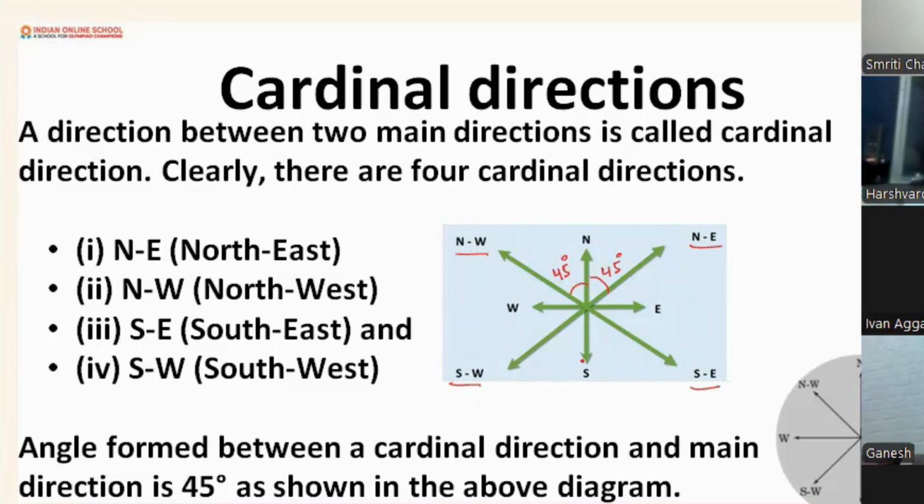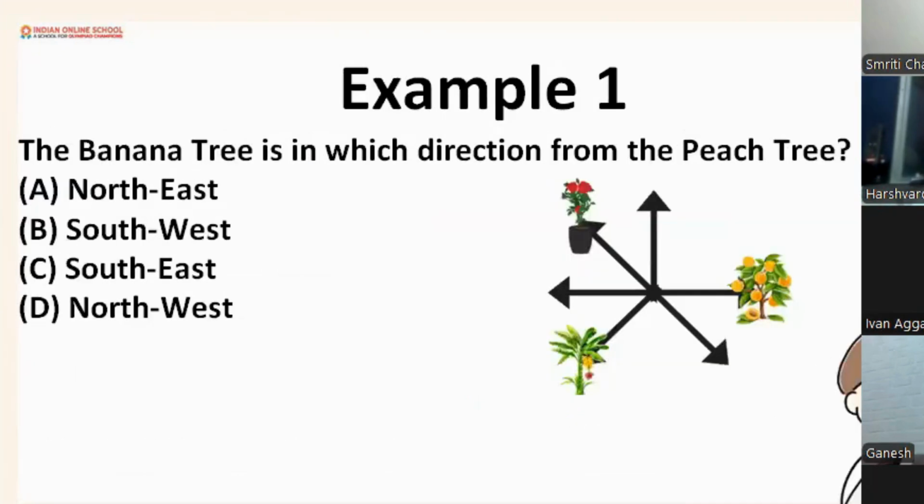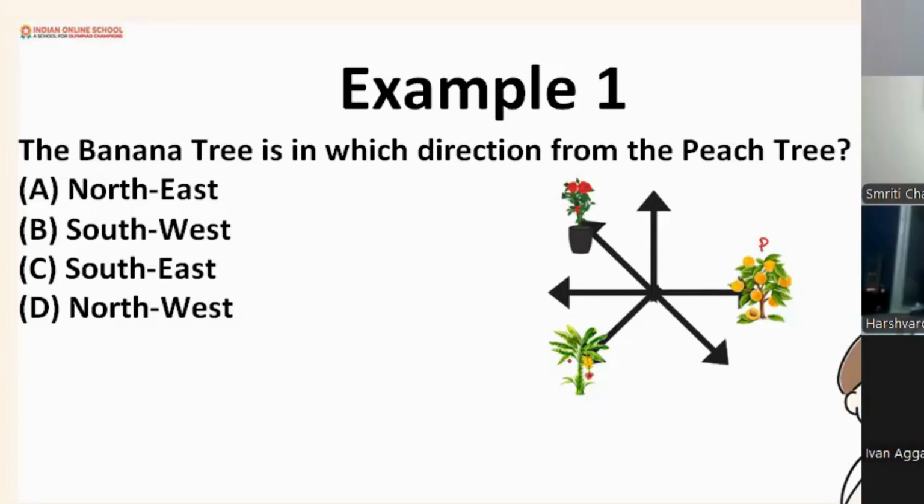No, ma'am. After this, you can see one example over here. You need to answer me. The banana tree is in which direction from the peach tree? This is the peach tree. This is the banana tree. This is the rose plant. So the banana tree is in which direction from the peach tree? Tell me, Pranil. Ma'am, southwest. Very good. It needs to be southwest.